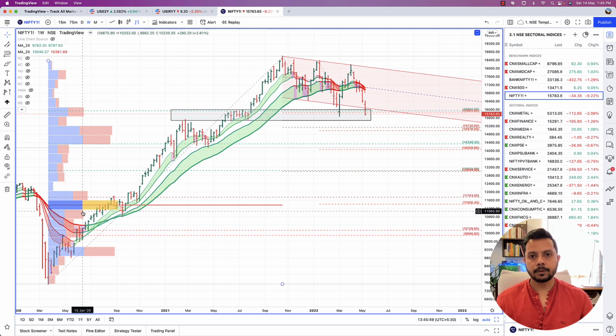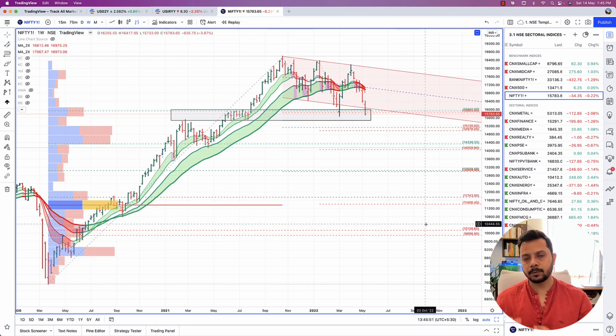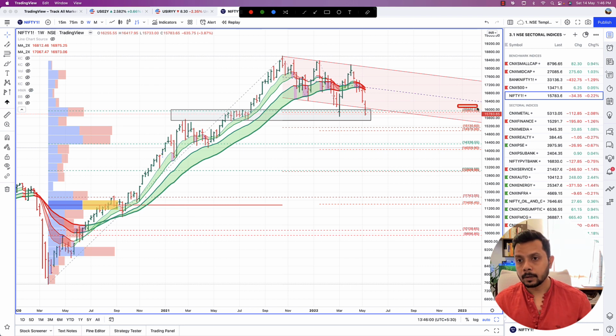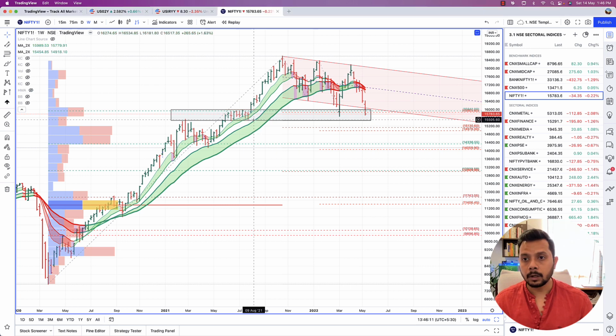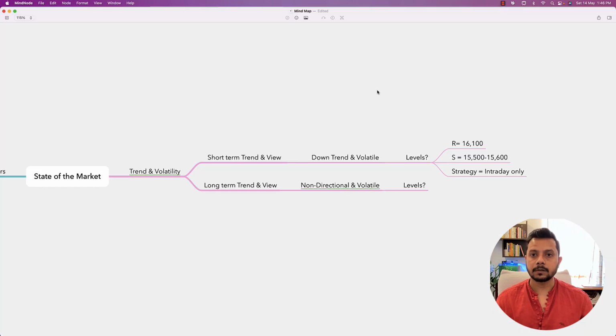I have dropped a volume profile and a series of Fibonacci projections, extensions and retracements, and I'm trying to find some confluences. Confluence number 1 is close to that 16K mark. This is where we are right now. The level of this low is around 15,500. So 15,500 to 16,000. Let me quickly write this down. One set of support that you can expect is from 15,500 to 16K.